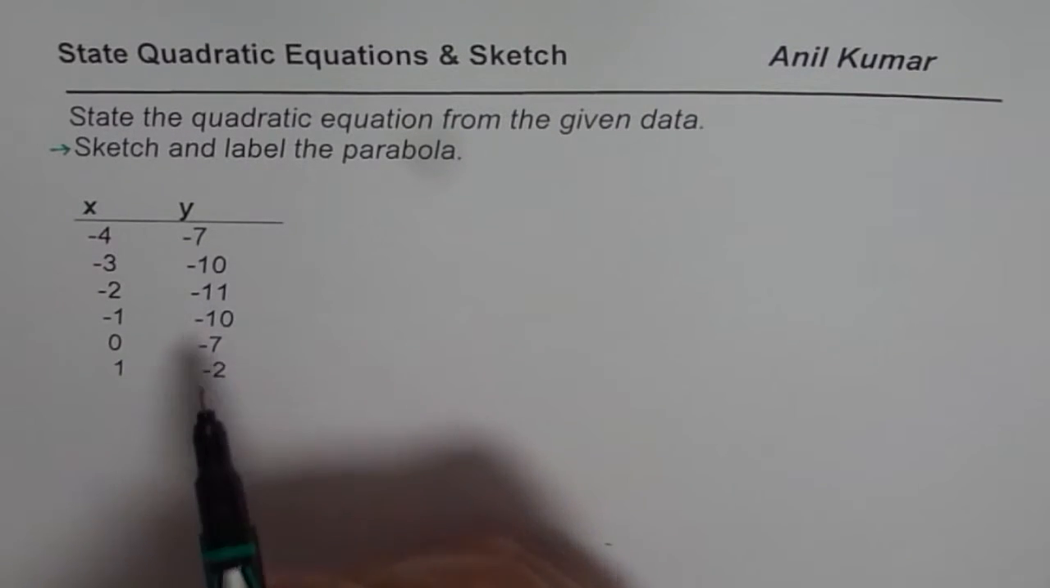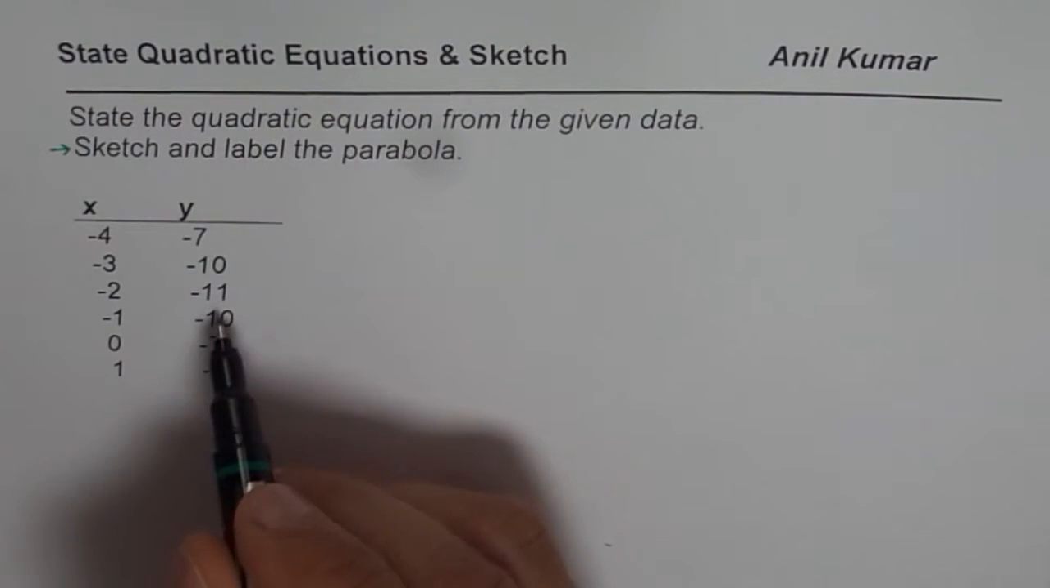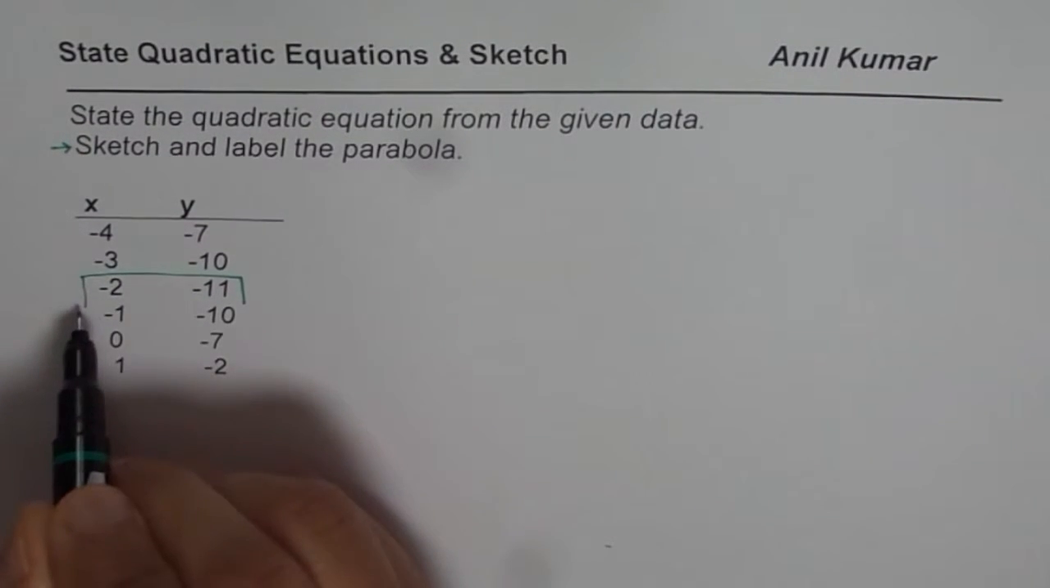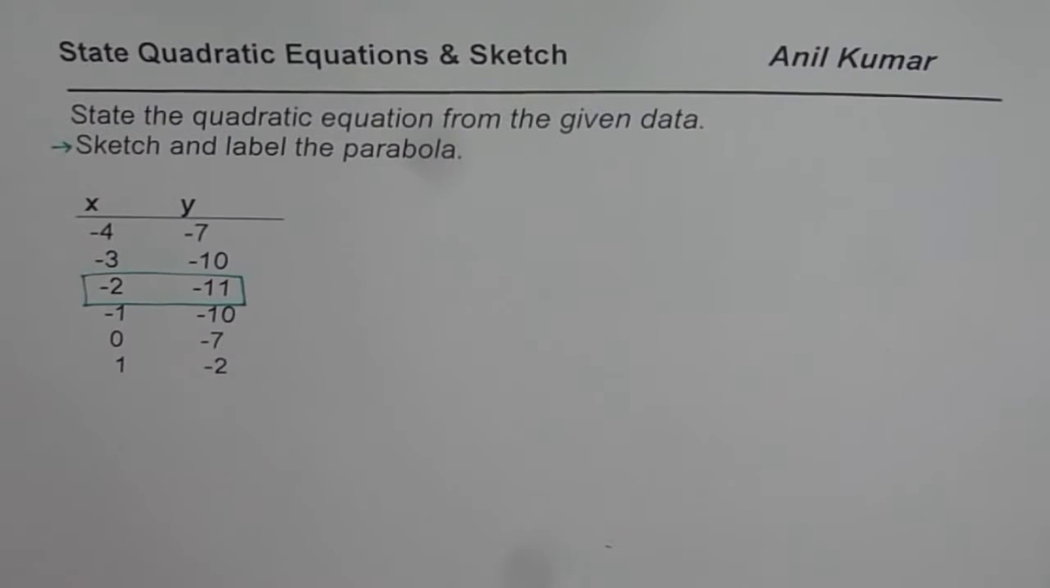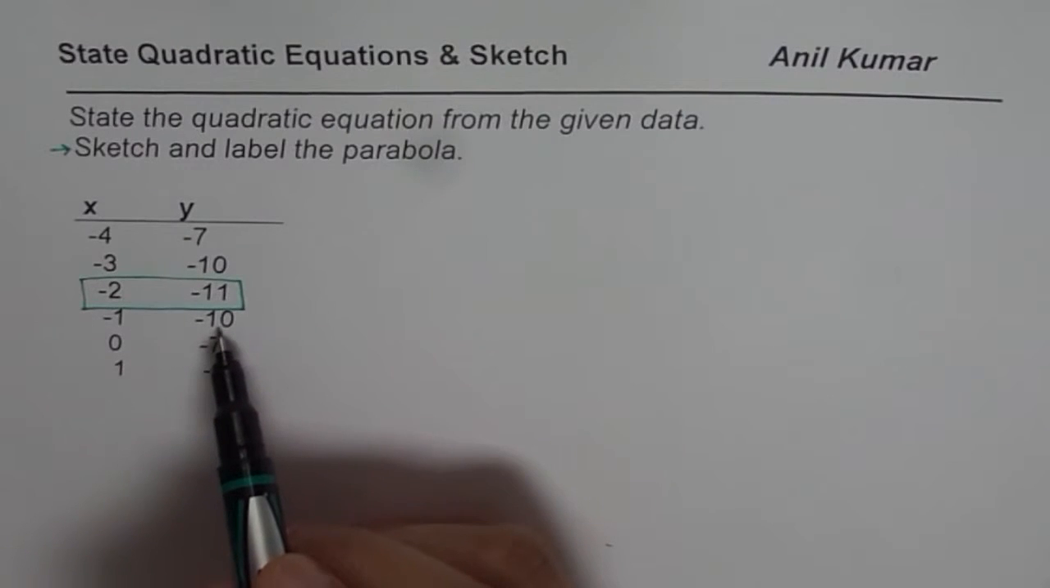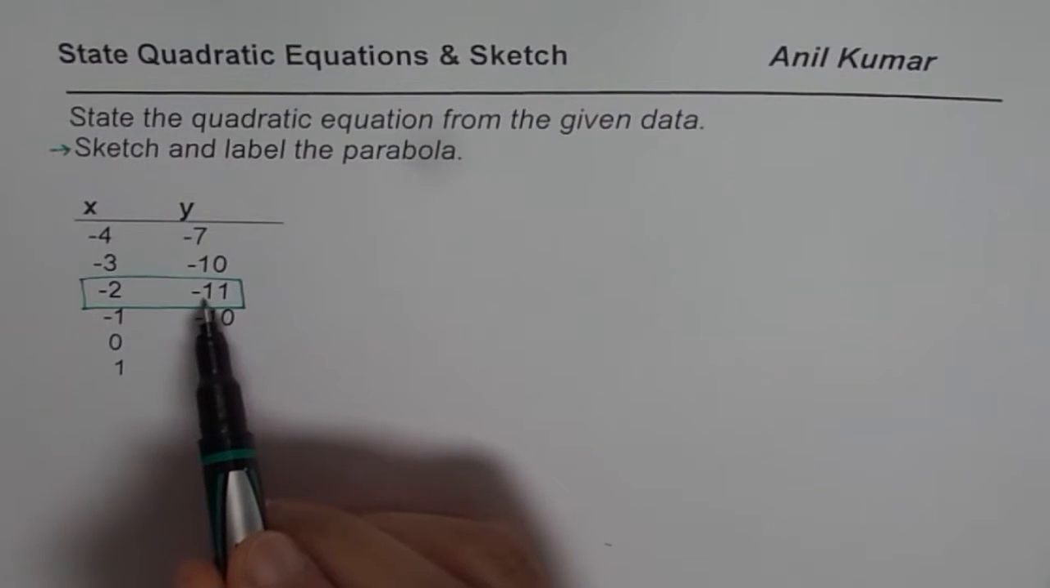Now from the data points, it seems that this point here is the axis of the parabola, right? Since that is the minimum value. This is the minimum value. All other values are higher than -11. So basically we do have a parabola which is opening upwards.